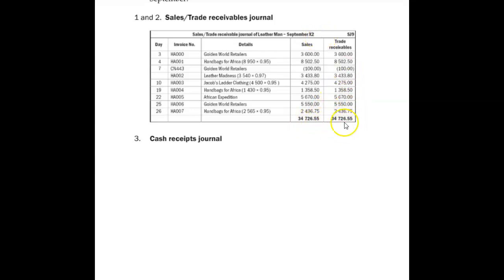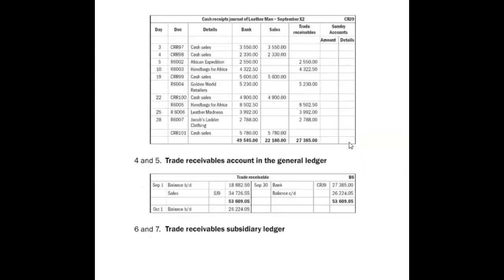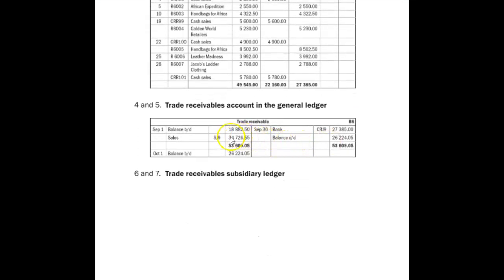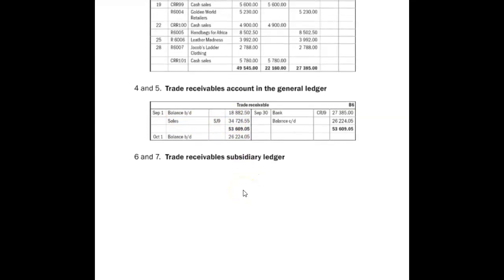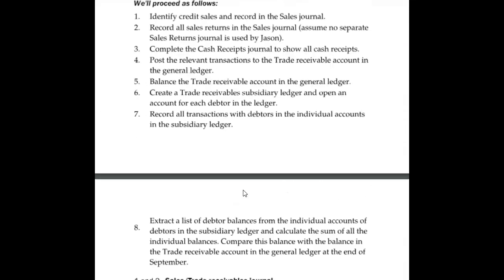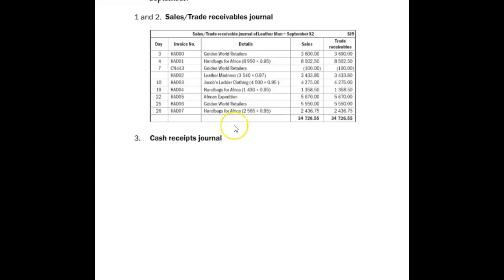So you go to the trade receivables accounts. There we go. And you see you debit trade receivables, and obviously the contra will be sales. Now if you have a sales account, it'll be credit sales and the contra will be trade receivables, but we do not have that over there. So that's the overview of the sales journal for trade receivables, right?